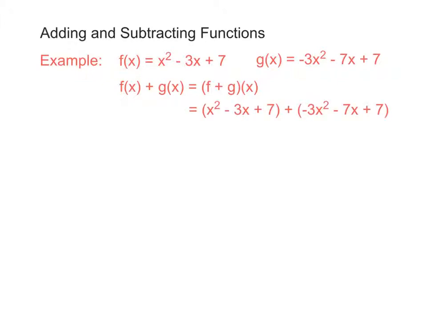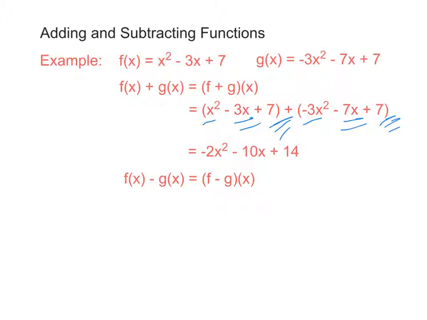So we write the two functions down, and at this point we basically do the same thing we did when we were adding and subtracting polynomials. We're going to look for like terms and combine the like terms. So I notice I have an x squared, and here's another x squared term, it's minus 3x squared. I have an x term, and here's another x term. And then lastly, I have a constant term here, the 7, and another constant term here. And if we add those like terms together, our result is going to look like this: minus 2x squared minus 10x plus 14. So this is how we go about adding functions.